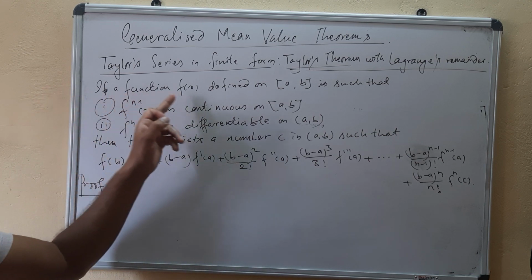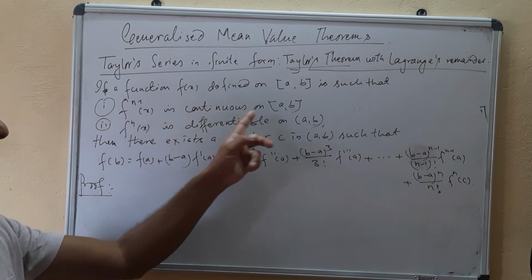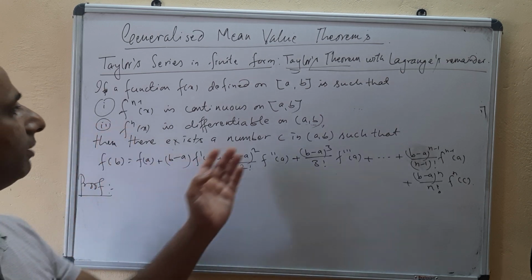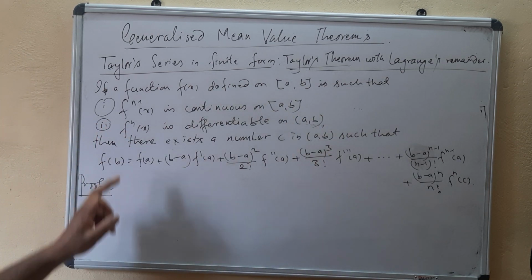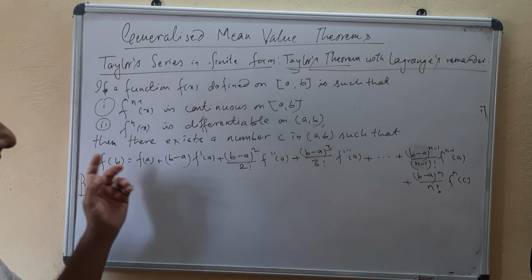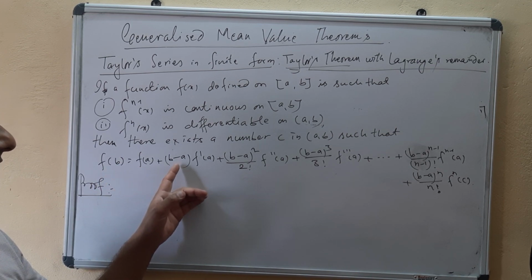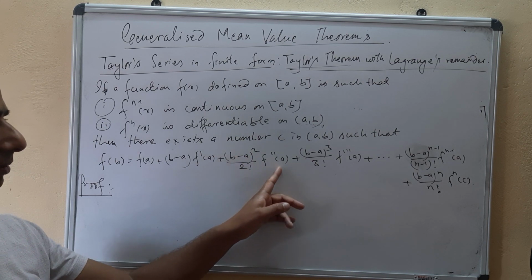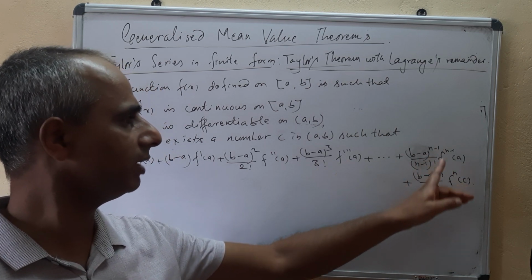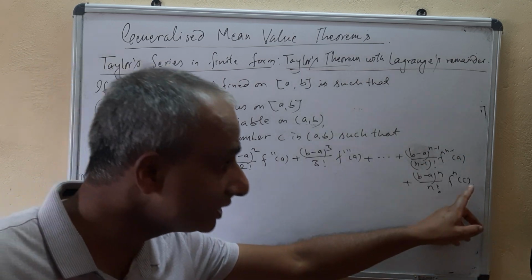First one: if a function f(x) defined on closed interval AB is such that f^(n-1)(x) is continuous on closed interval AB, meaning its derivatives up to order n-1, f(x) to f^(n-1)(x), are continuous on closed interval AB, and f^(n)(x) is differentiable on the open interval, its nth order derivative exists on open interval AB, then there exists a number c in AB such that f(b) = f(a) + (b-a) f'(a) + (b-a)^2/2! f''(a) + (b-a)^3/3! f'''(a) + the other terms up to (b-a)^(n-1)/(n-1)! f^(n-1)(a), plus the last term (b-a)^n/n! f^(n)(c).